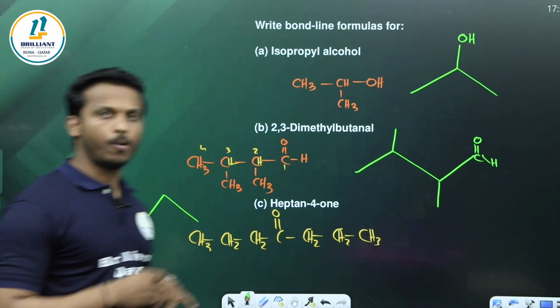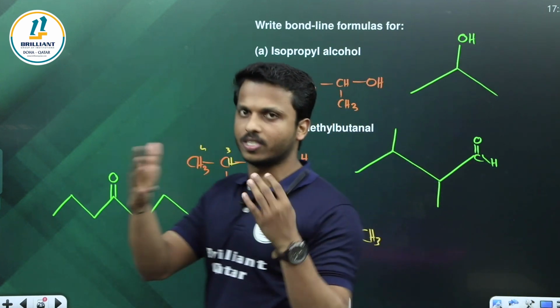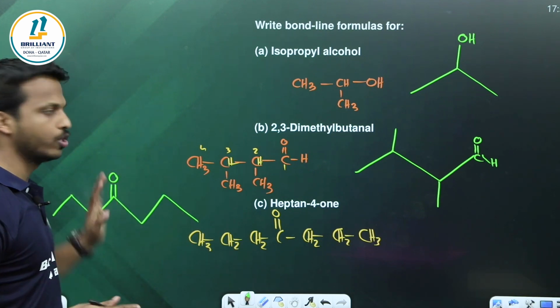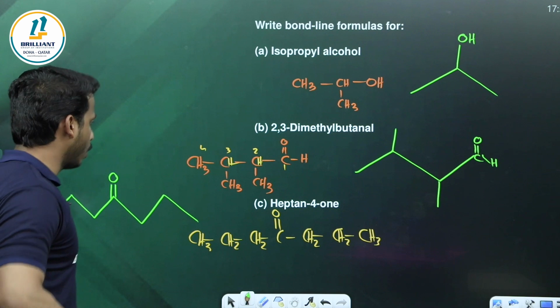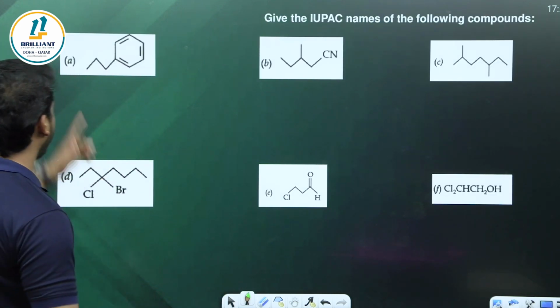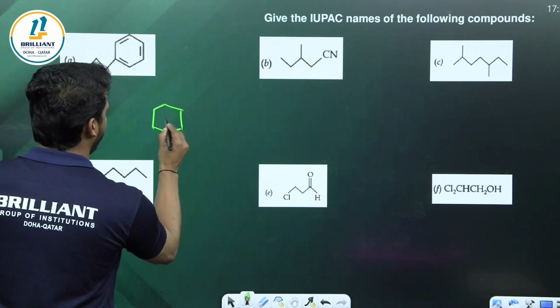That's it. So in the bond line formula, as I told you, normal carbons no need to mention separately as carbon, but when heteroatoms like oxygen, nitrogen and so on come, we have to specially mention them. Okay, hope it's clear. Write the IUPAC name of the following compounds. Dear all, the first question is given. They have given a benzene ring, right?